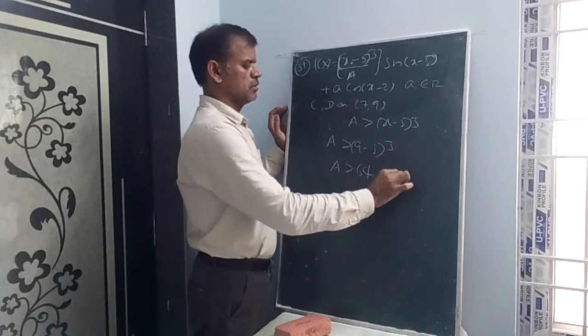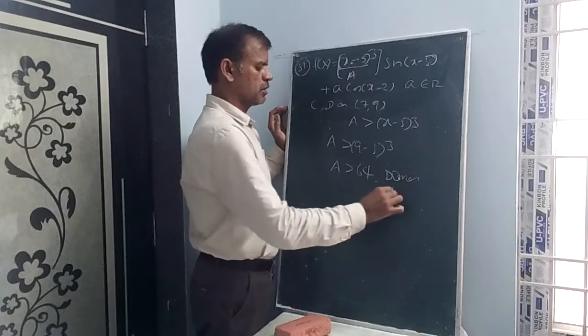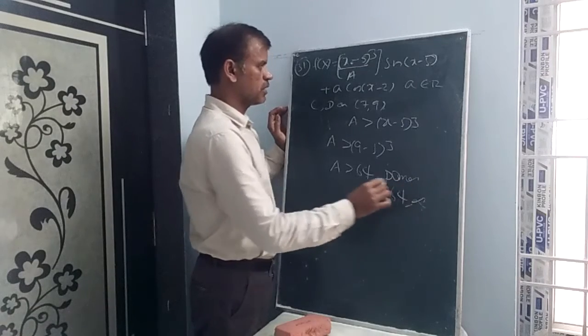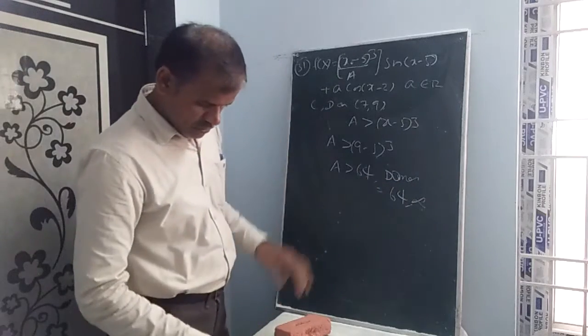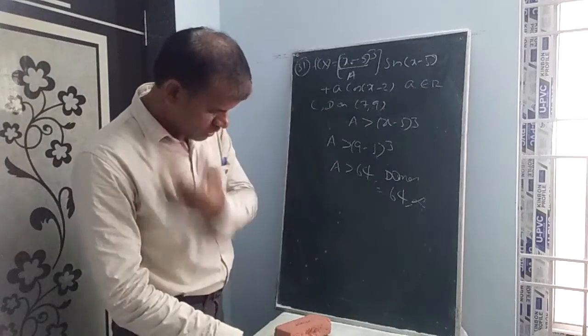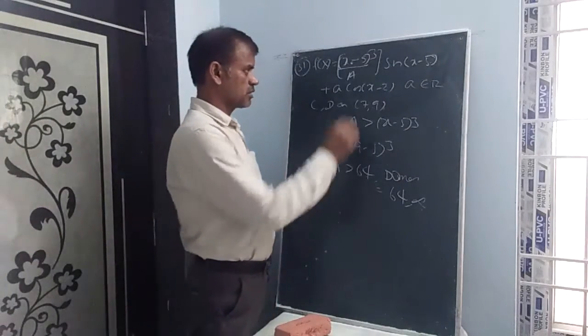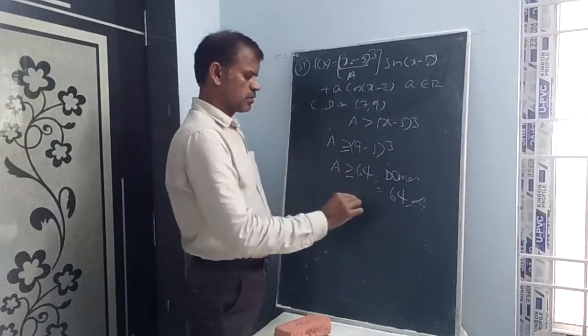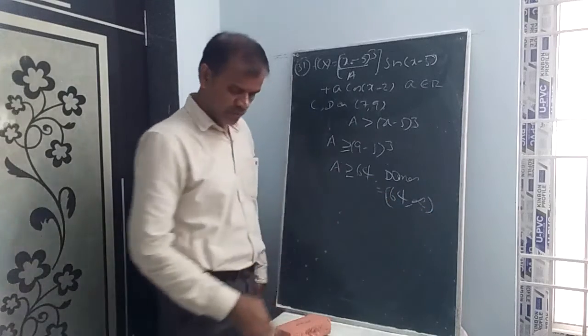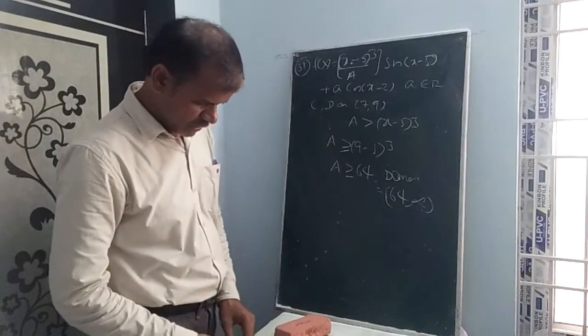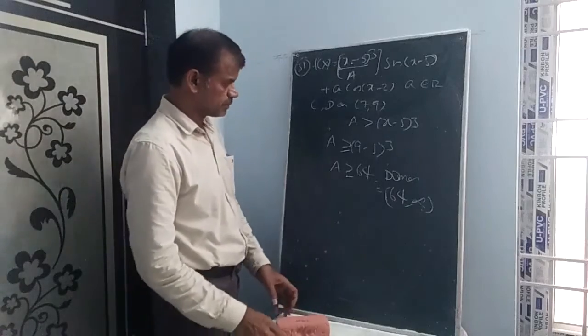Domain: here you can write 64 comma infinity. Closed is given, open should not be. Okay, open also you can write, maybe greater than or equal. 64 comma infinity is the right answer. Now let us discuss the 25th question.